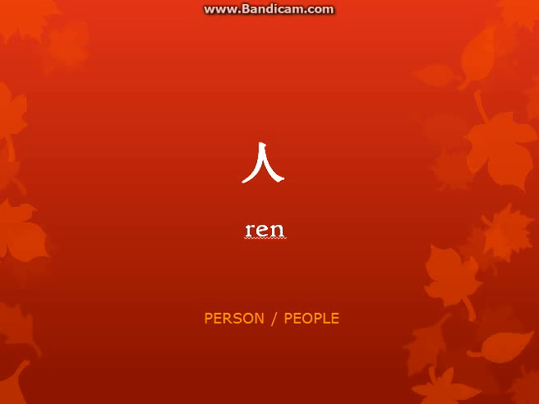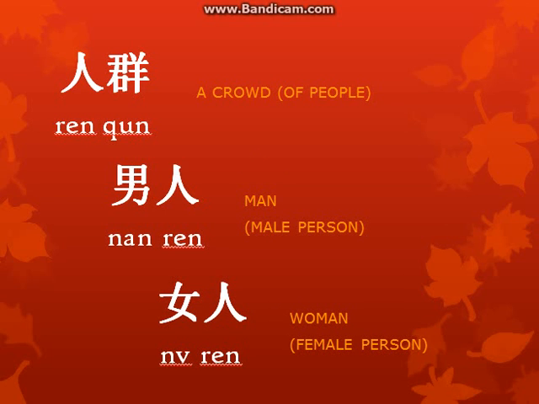Here we have the building block 人, which by itself without any context can mean person or people. By the way, every character in Chinese is exactly one syllable, which makes it easy to pronounce. When you combine the building block 人 with other characters, you can make compound nouns such as 人群, a crowd of people, 男人, a man or a male person, 女人, a woman or a female person.